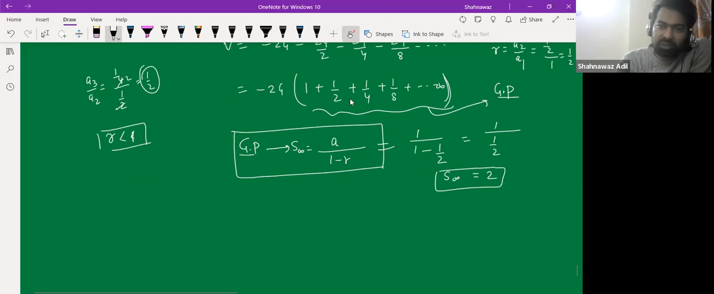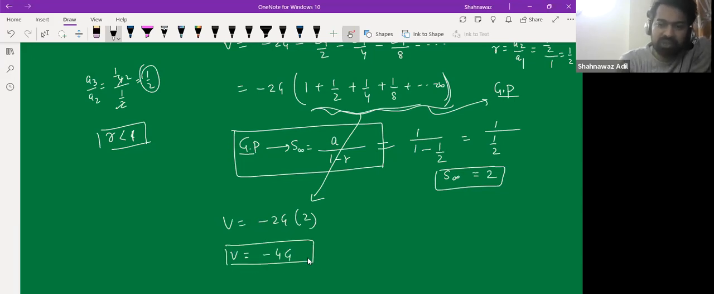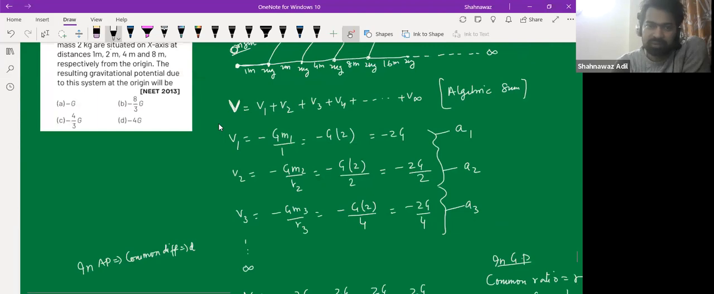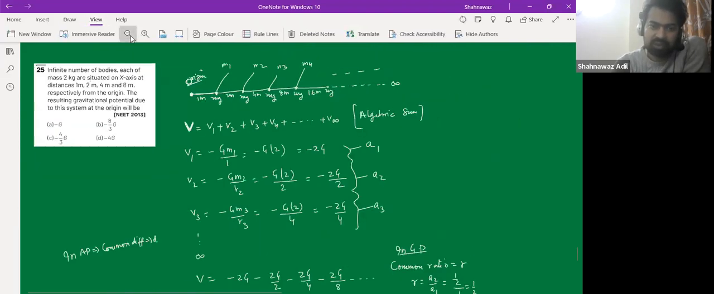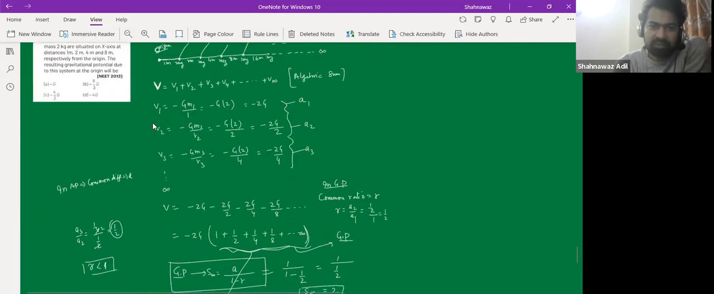And then you put this value in here, so what will you get? You will get minus 2g into, so this part will give you, and then this is minus 4g. This would be the total potential. Is it clear to you? Is it clear? Yes, is it clear to you, Siddhika?